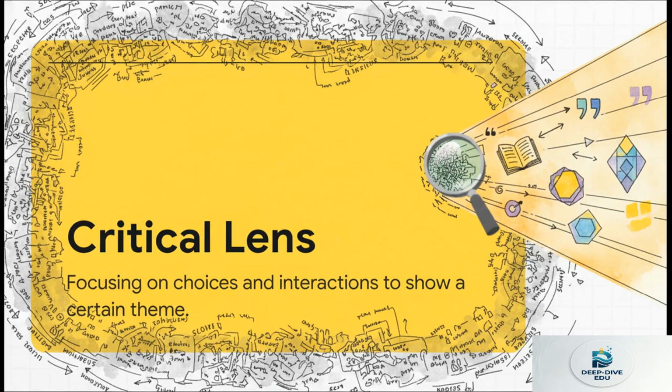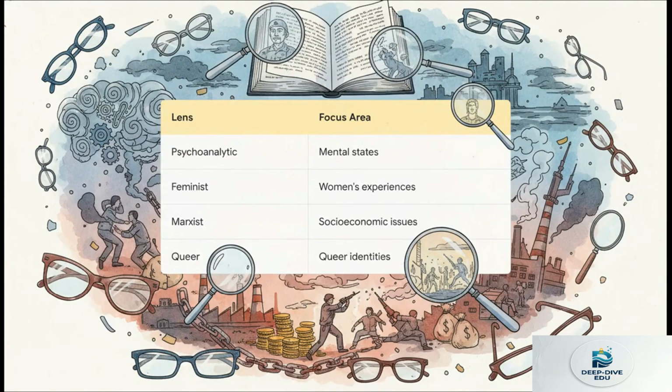When you read a text without a lens, you're taking in a massive, overwhelming amount of data. A critical lens acts as a filter, highlighting exactly what you need to build your theoretical argument. There are dozens of these out there, but here are 4 incredibly common ones: psychoanalytic, feminist, Marxist, and queer lenses.